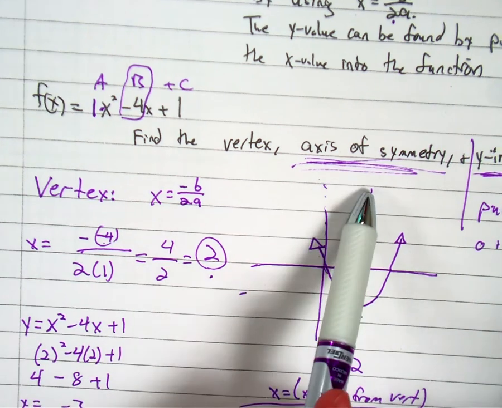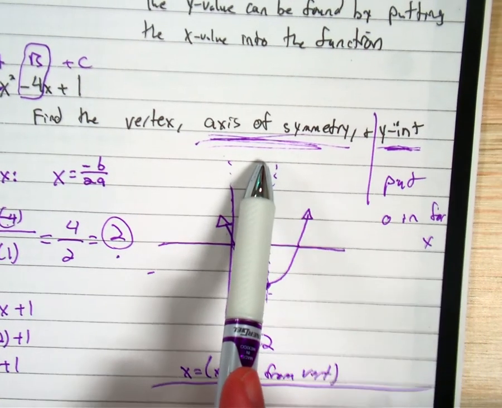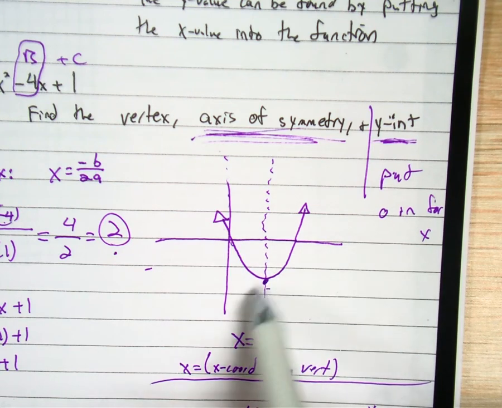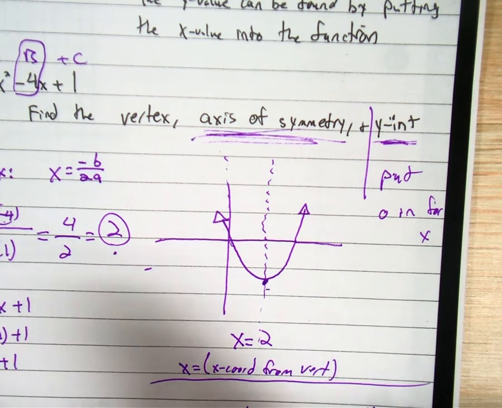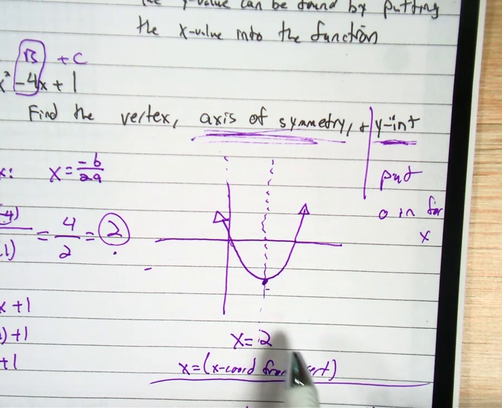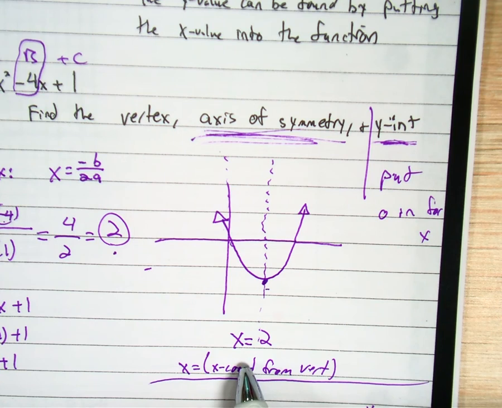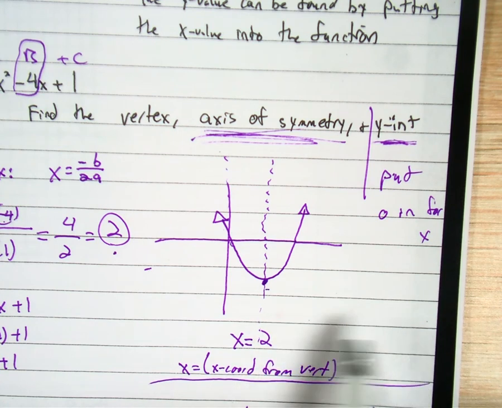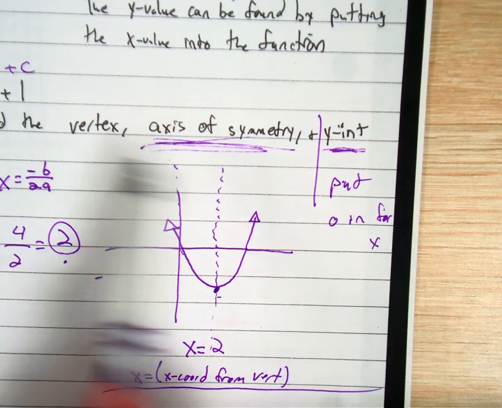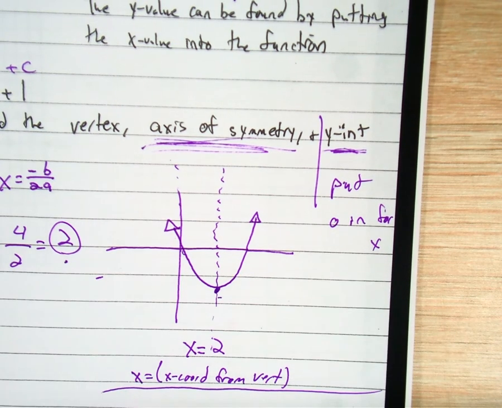Axis of symmetry. Okay, for us right now, we're only going to be doing vertical ones, up and down. They're either going to be opening up or opening down. We're not going to have any sideways ones. That's what we're doing in Algebra 2b right now. All of ours are opening up or opening down. So it's always going to be x equals the x-coordinate from the vertex. And then the y-intercept, we put 0 in for all the x's, and that will give you your y-intercept.